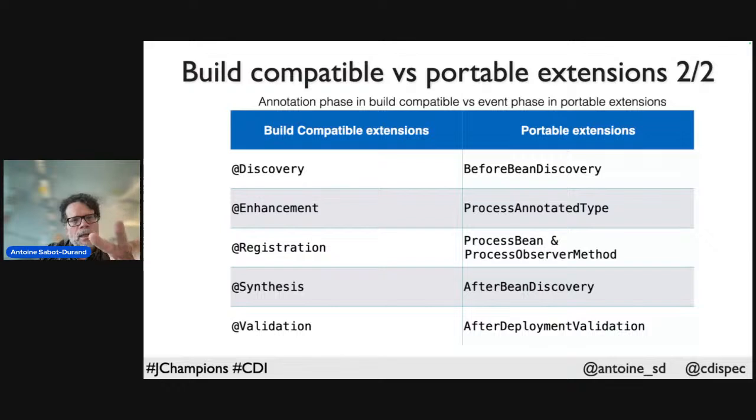As you can see, in the before bean discovery of the portable extension, you can add a new interceptor, you can look at some specific annotation, etc. Here we have the add discovery phase. The process annotated type is an event used mainly to decide that a type finally is not, in the end, eligible to become a bean. We can do roughly the same at enhancement, and process annotated type also allows you to add specific annotation on a given type or a type member.